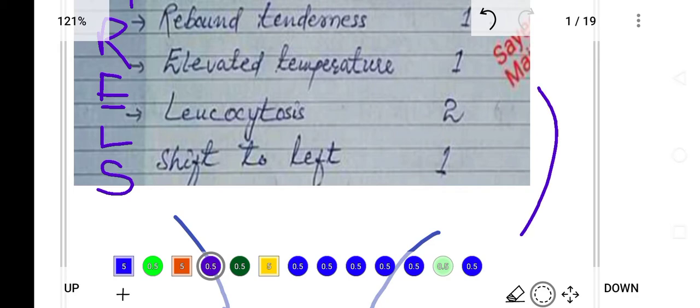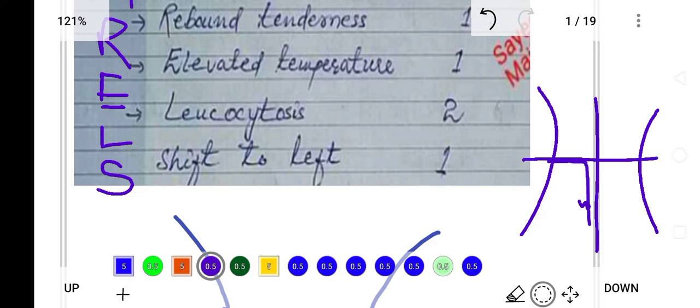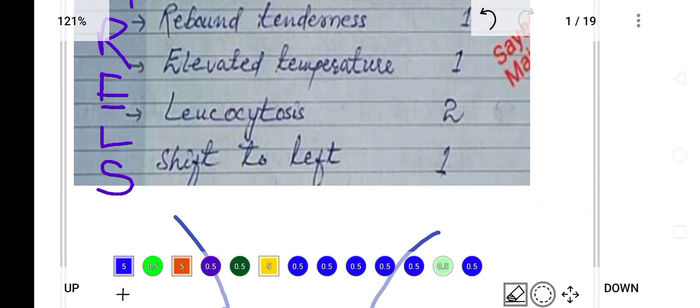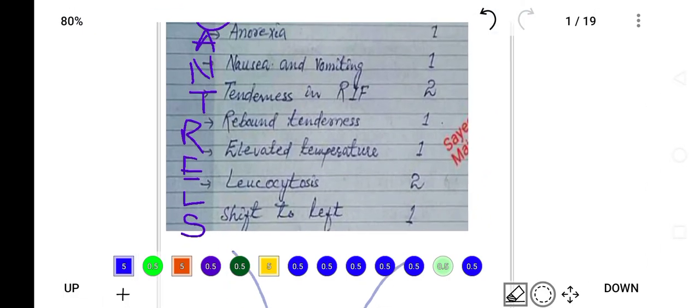Now, what is shift to the left? This is the abdomen, this is the umbilicus, and the abdomen is divided into four quadrants. This is the right lower quadrant, where the appendix is present, so the patient will complain of pain here. But when we touch the patient on the left, that pain will be shifted to the right side, so that is known as shifting pain. Shifting pain is present in acute appendicitis.